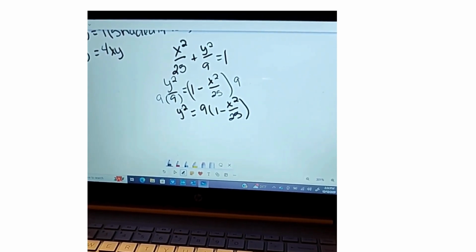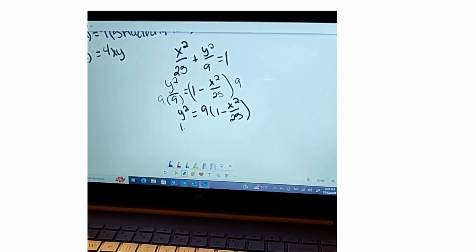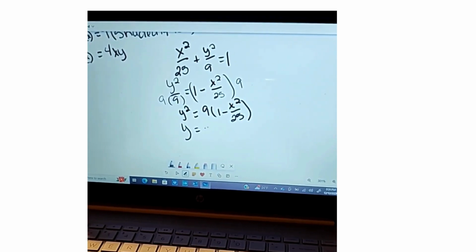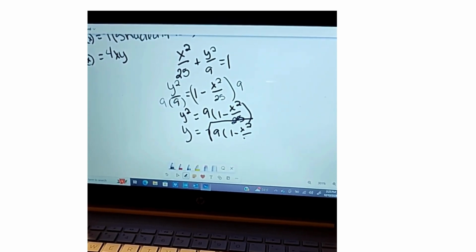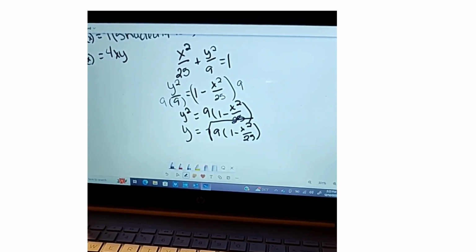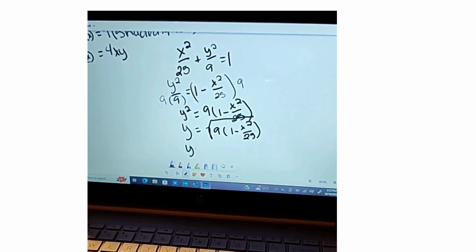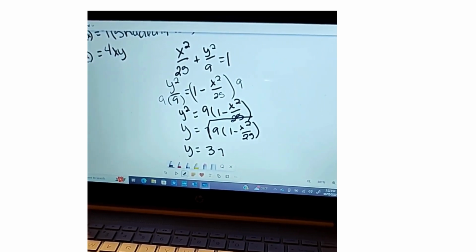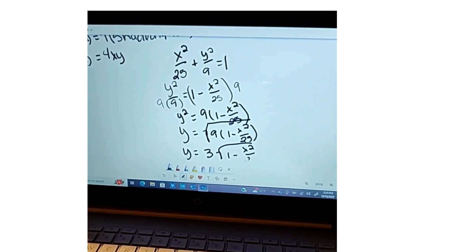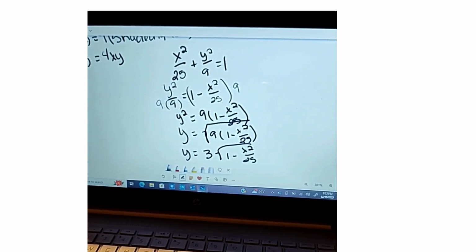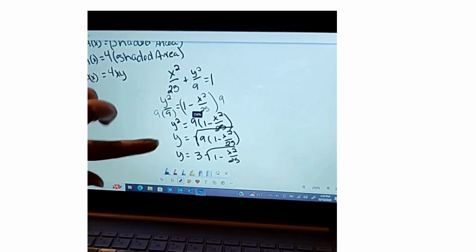All that's left now is the square root. And what did we do earlier? We did square root of that. 9 times 1 minus x squared over 25. And yes, you can reduce that to 3 square root of 1 minus all of that. So then we have our y.